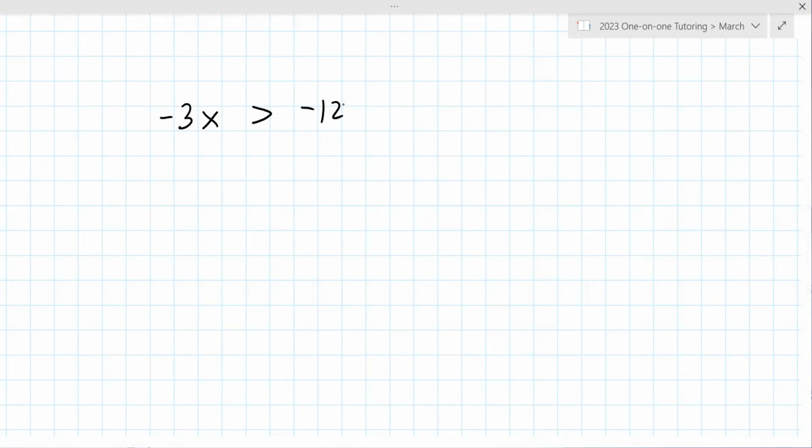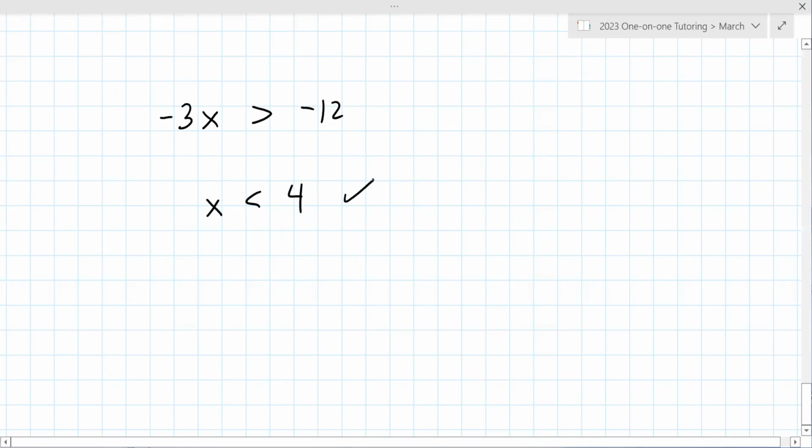And you're dividing by -3, right? Yes. Okay. Sorry. I got x is less than 4. Like this? Yep. Very good. Let's try another one here. X divided by -5 less than or equal to 10. Okay.